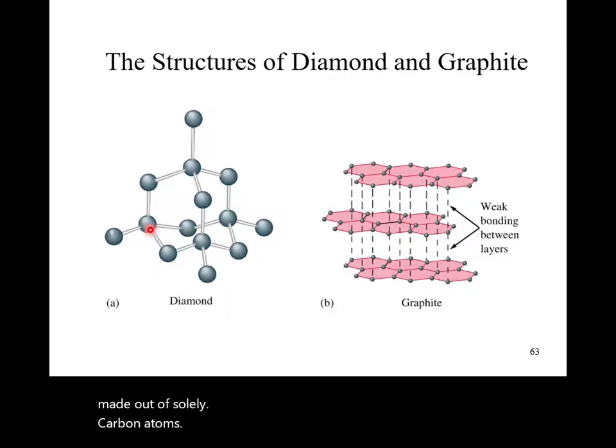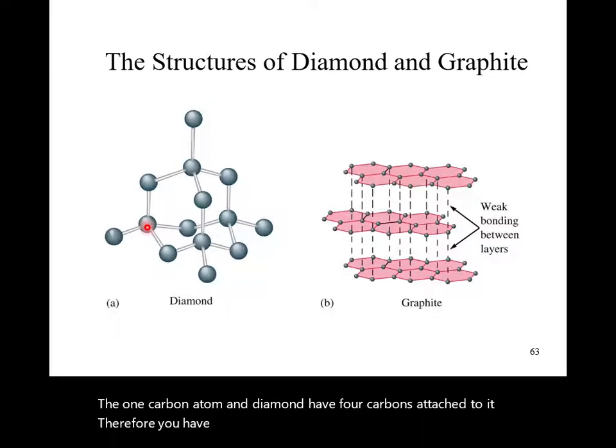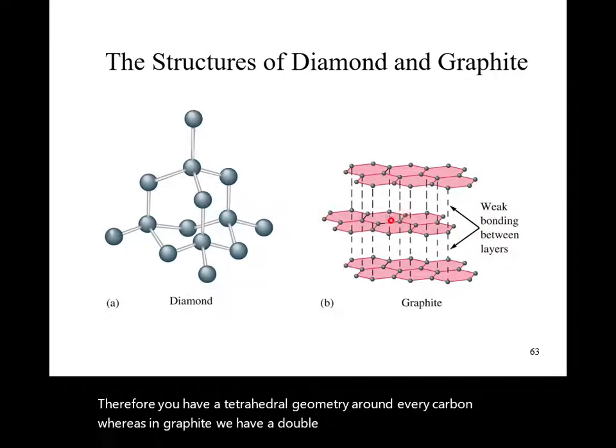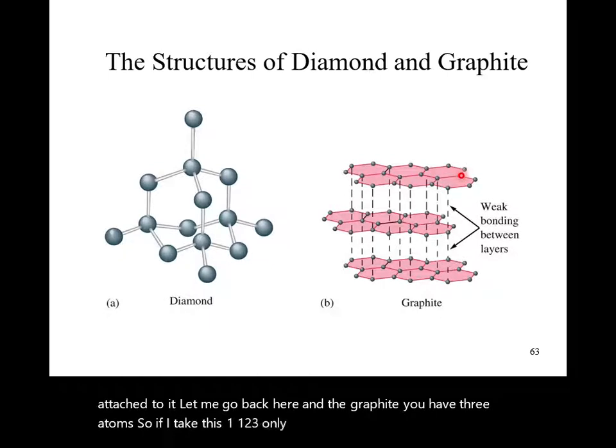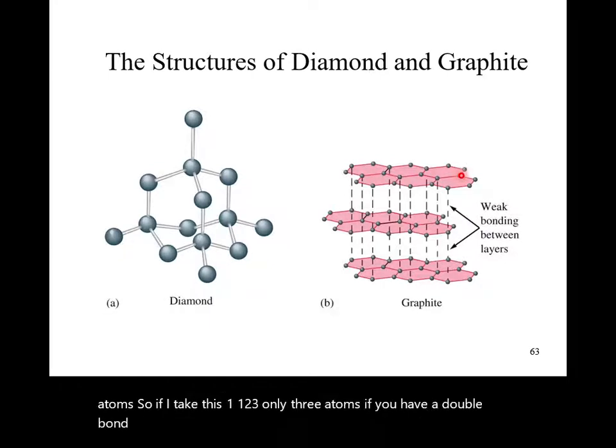Each carbon atom in diamond has four carbons attached to it. Therefore, you have a tetrahedral geometry around every carbon. Whereas in graphite, we have a double bond, so you have three things attached to it. Let me go back here. In graphite, you have three atoms. If I take this one, two, three, only three atoms. If you have one double bond, then you will have a trigonal planar geometry.